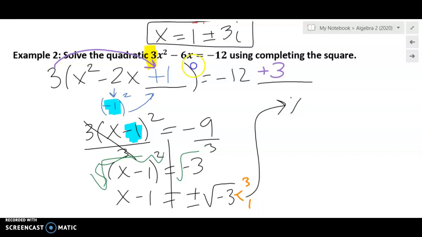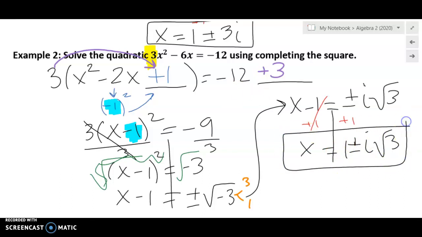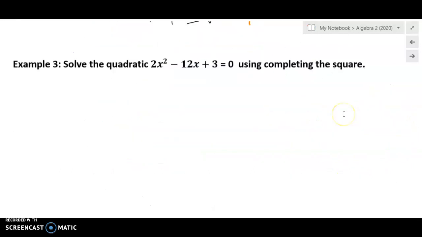So let's rewrite what we can. I have x minus 1 equals plus or minus. The negative means that I have an i, but I could not reduce the square root of 3, so I just had to keep it. Again, like the other problem, the only other thing I could do here is add the 1 to the other side, so I have x equals 1 plus or minus i root 3, and that's my final answer. Okay, our last one.